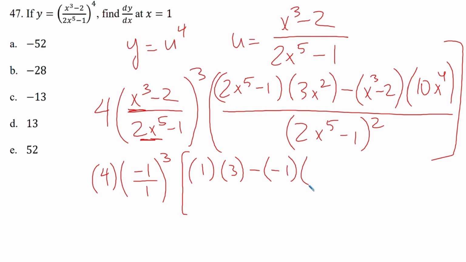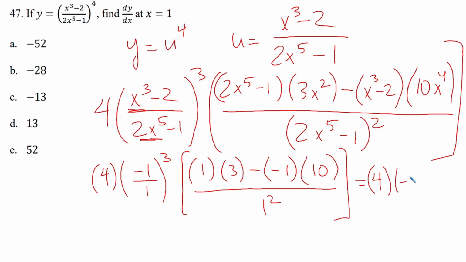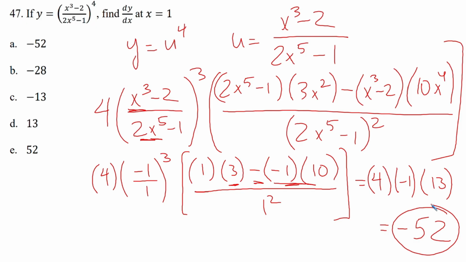And 10x to the fourth is equal to 10. And then it's all divided by 2x to the fifth minus 1. When x is 1, that's 1. And 1 squared will just be 1. So our simplification here looks like it's going to be a 4 times a negative 1. And then inside here we have a 3 minus a negative 10, which will be 13. And so 4 times negative 1 times 13 ought to be negative 52, which is answer choice A.